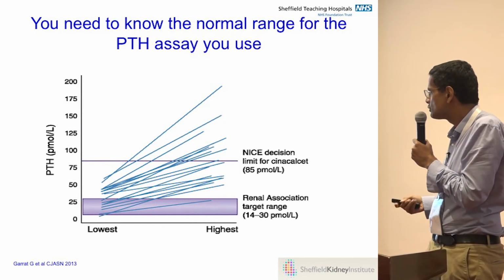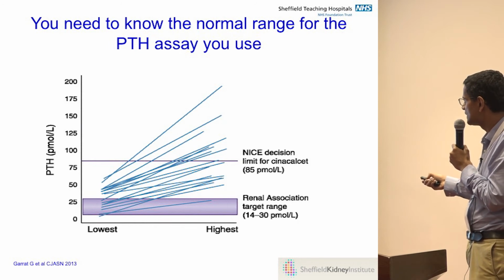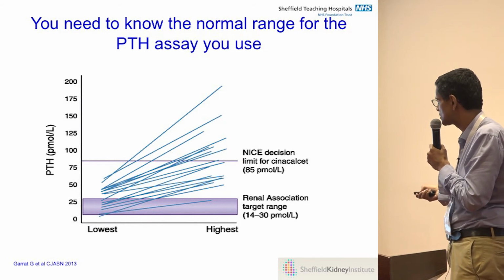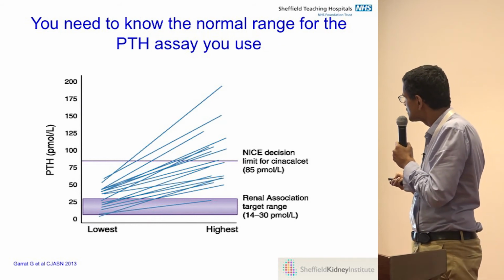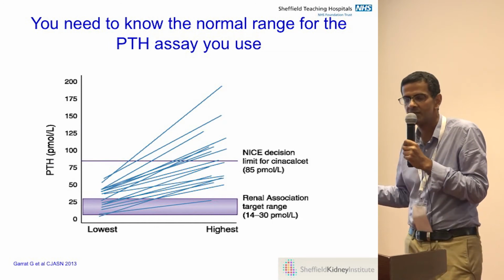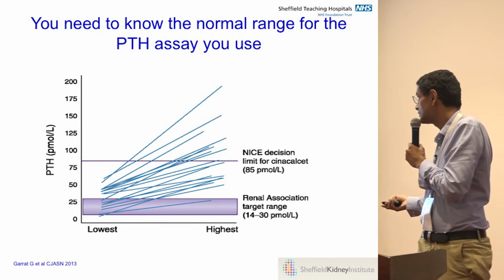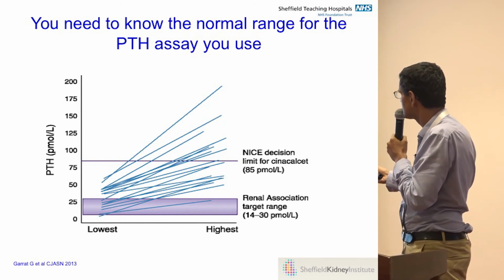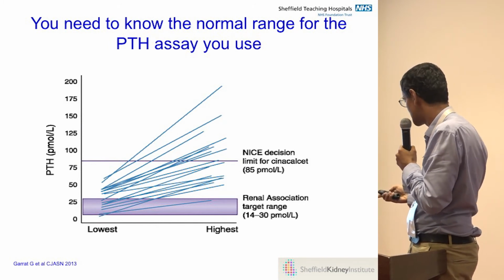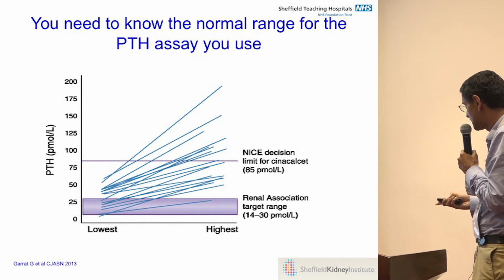Okay? So when you get guidelines, so this is NICE, which is a guideline body in the UK, and the Renal Association, which is another guideline body in the UK, giving absolute values for clinical decision making for PTH, it doesn't make sense, because it will vary from hospital to hospital depending on the assay you use. Okay, so this patient could get cinacalcet, or depending on the assay you use, doesn't get cinacalcet. So it really doesn't make sense to have guidelines that are based on absolute values.